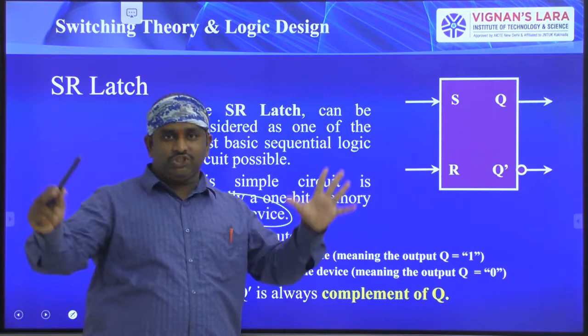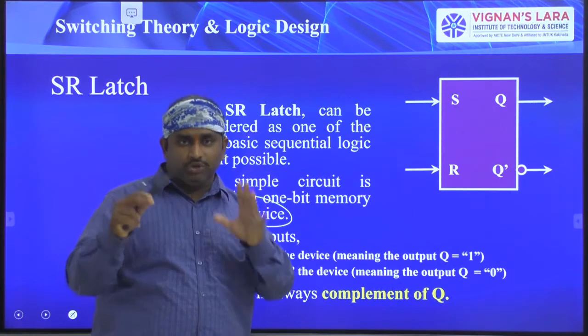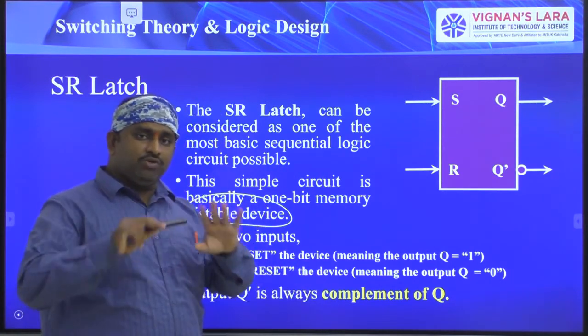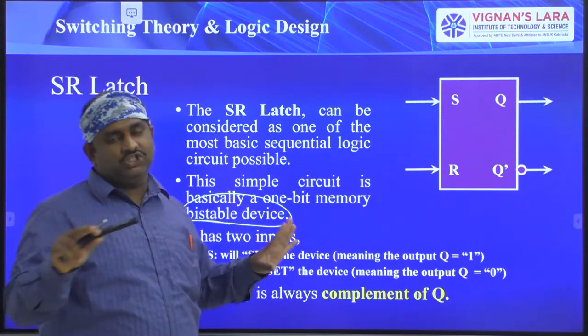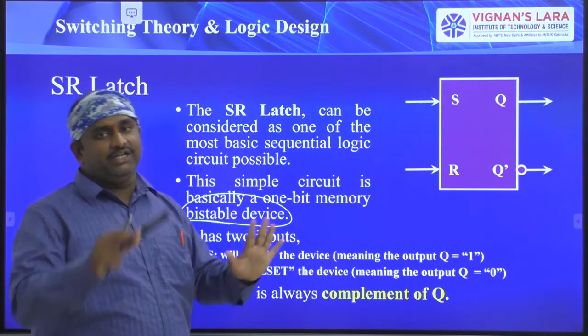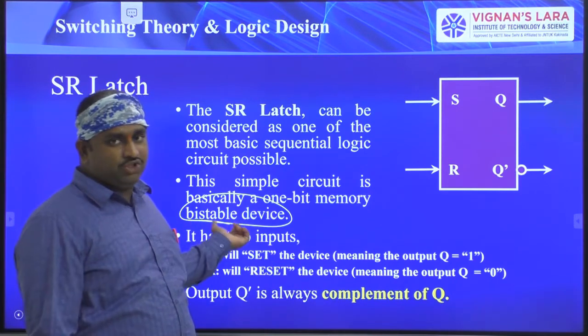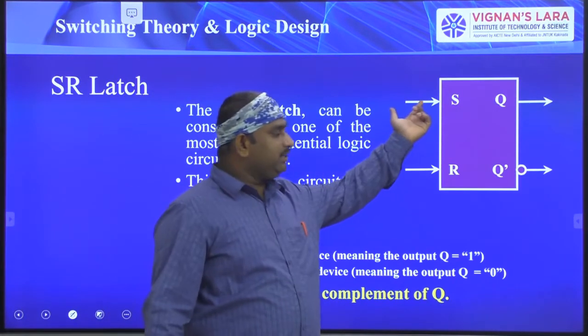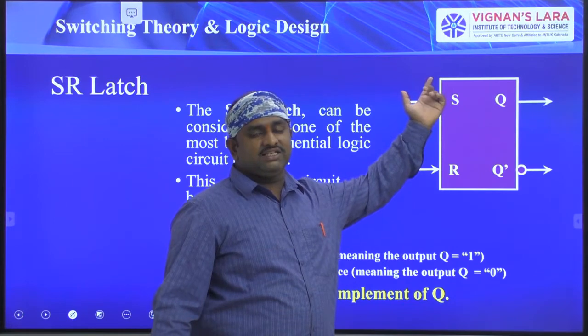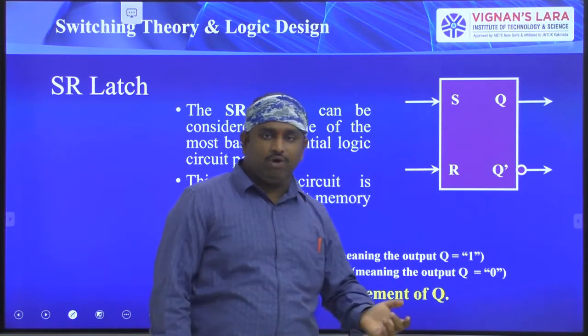Stable state means good state. That is one of the fixed and valid states. That type of 2 valid states are available. That is bistable, 2 valid states. That is S and R. S is a set operation, R is a reset operation.